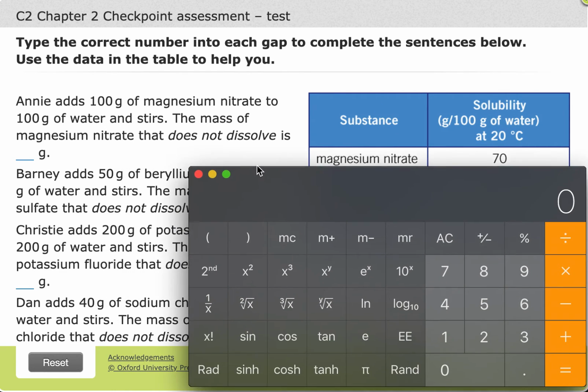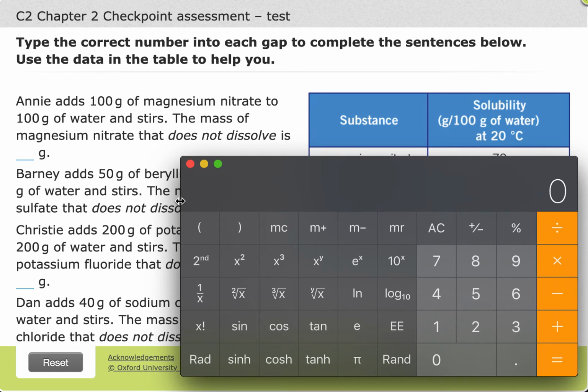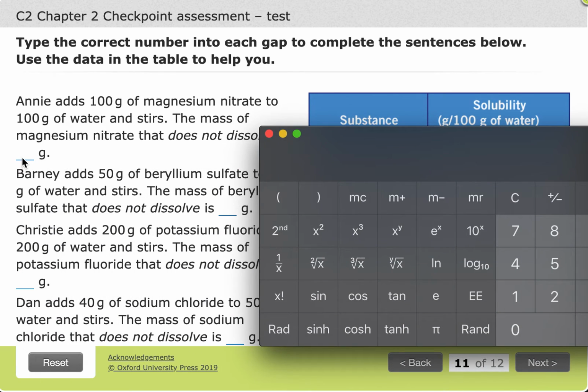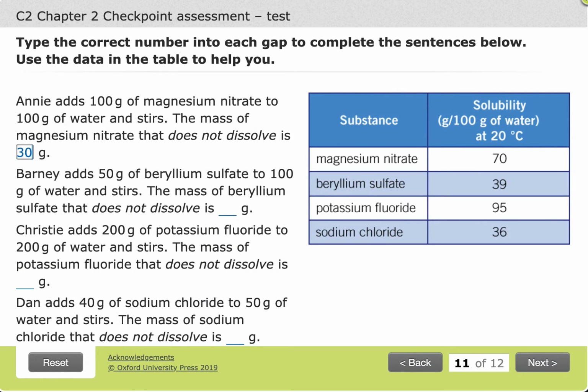Now we're being told we want to add 100 grams of magnesium nitrate to 100 grams of water. So let's have a look at the solubility. Well, we're told the solubility in 100 grams of water is 70. That means 70 grams will dissolve. We started off with 100 grams. We've dissolved 70 grams, so we're left with 30 grams here. So I'm going to write in a number, 30.